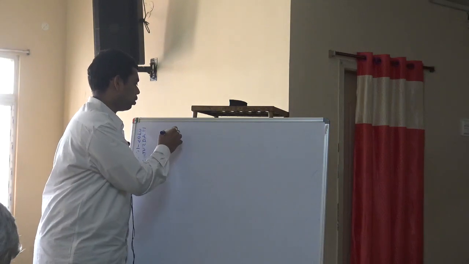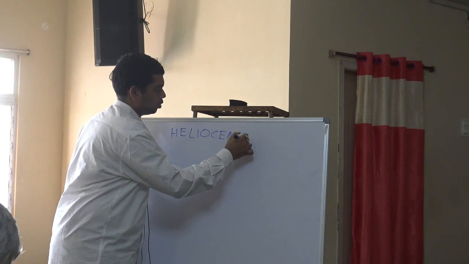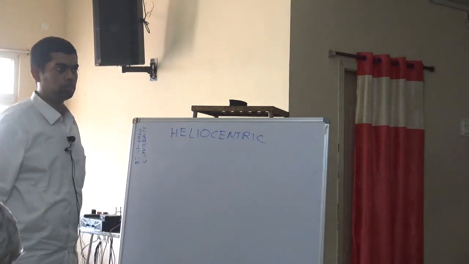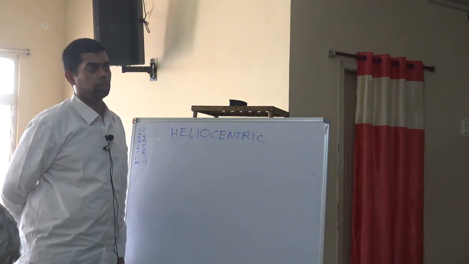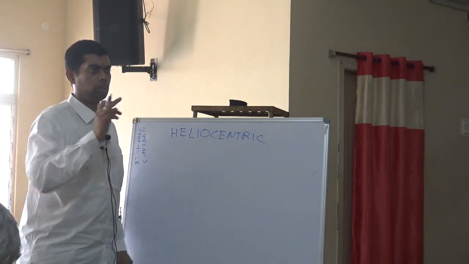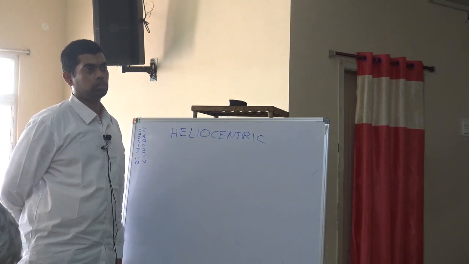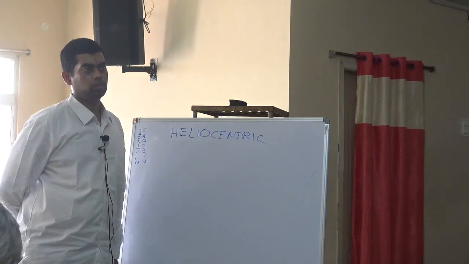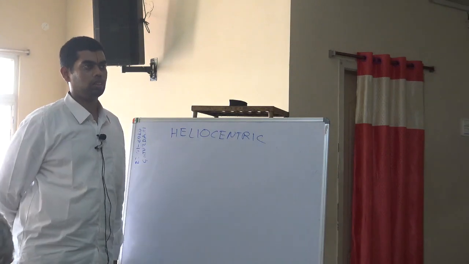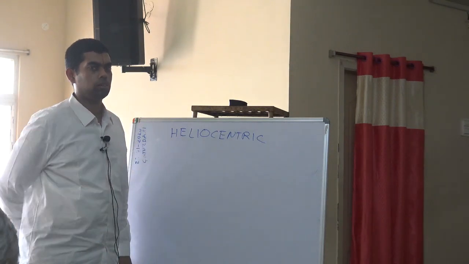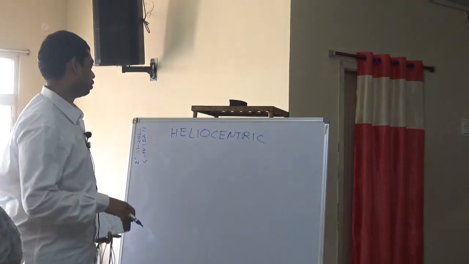And then Pythagoras also talked about heliocentric theory. You know what is heliocentric? So previously they thought that Earth is steady here and Sun is rotating around the Earth. So Pythagoras told that it is the other way. Sun is at the center and planets are revolving around Sun.